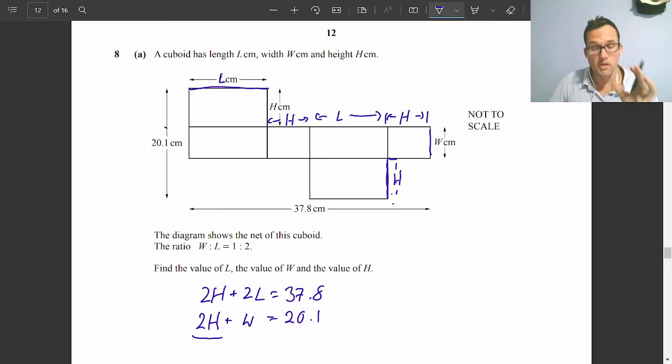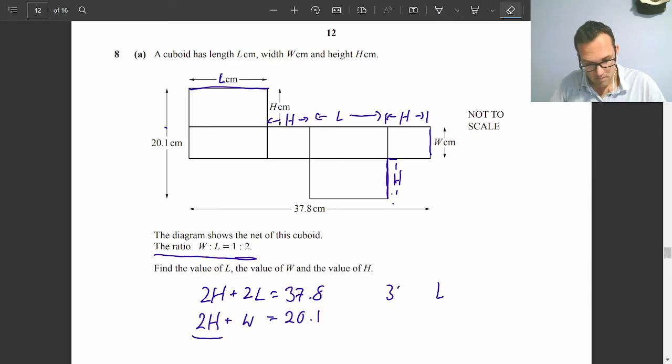But we do have one other piece of information. If we get stuck, always go back to what they tell us. We haven't used this piece of information yet, the ratio. The w to l is 1 to 2. That means if we want to know what L is in terms of W, we need to multiply W by, not by 3, oh my goodness, by 2. So 2 W's equals an L. Yeah? W is half of L. 2 W's makes an L.